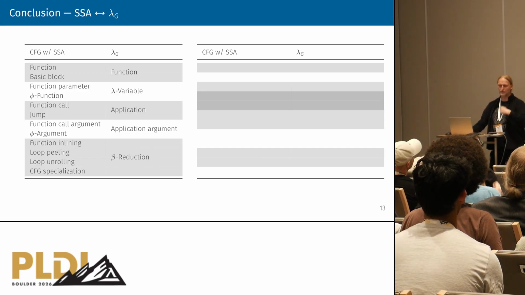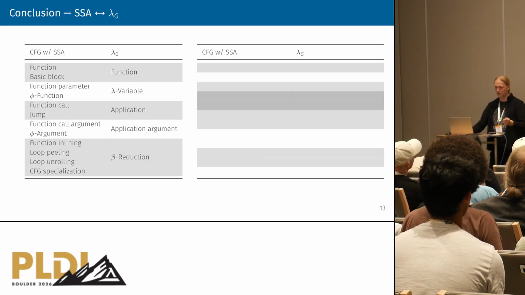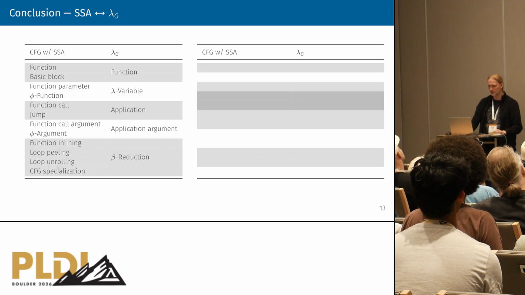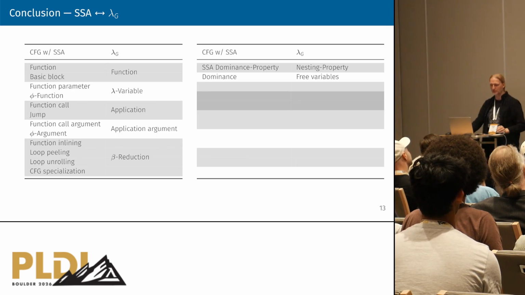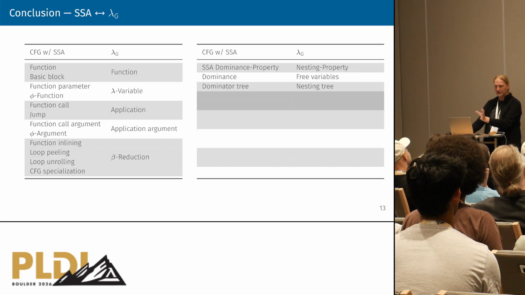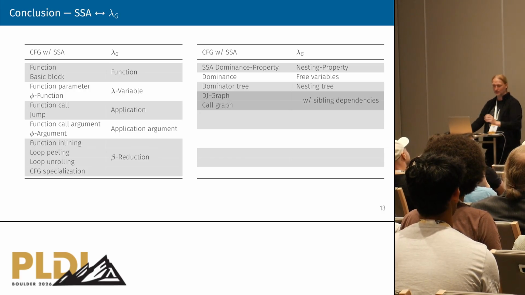All those things such as function inlining, loop peeling, loop unrolling, or any kind of CFG specializations are beta reduction. We talked about this: the SSA dominance property is now superseded by this nesting property. The concept of dominance kind of mirrors free variables. The dominator tree, if you need that, you can compute the nesting tree instead.